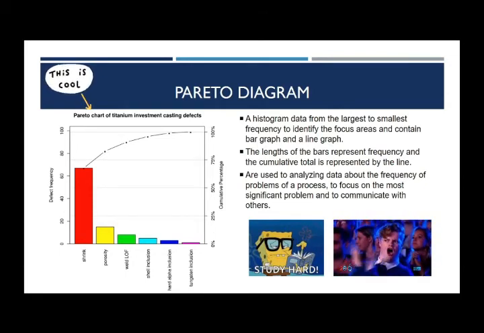Pareto diagrams are used to analyze data about the frequency of problems in the process, to focus on the most significant problem, and to communicate with others.